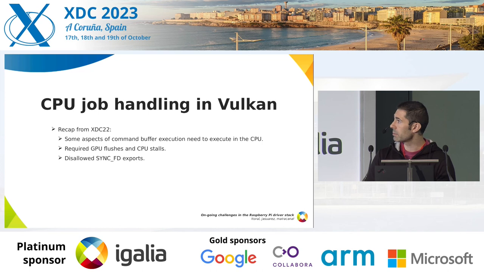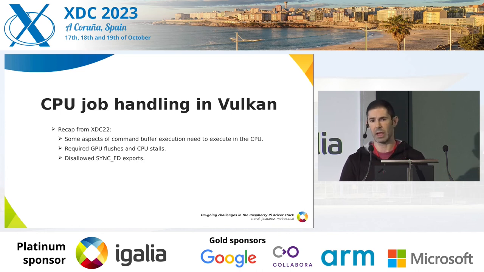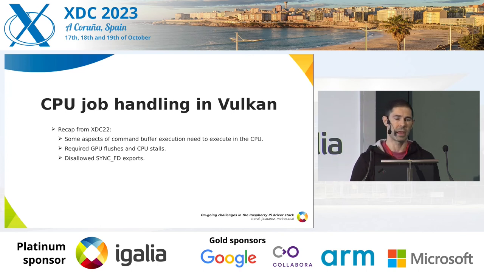Okay, so that's it for the Raspberry Pi 5 stuff. Now let's talk about some of the work that we have been doing outside Raspberry Pi 5. One of these is, if you had been at XDC last year, one of the pain points that we had in the Vulkan driver was that this view that Vulkan has, where everything executes on the GPU, is not really how it happens for Raspberry Pi. So we need to have some level of CPU participation in some things. And the way we were handling this in the driver was really terrible, because it was basically all handling the CPU in the user space side, and this caused some problems. Particularly, we couldn't implement things like syncfd exports because of that.